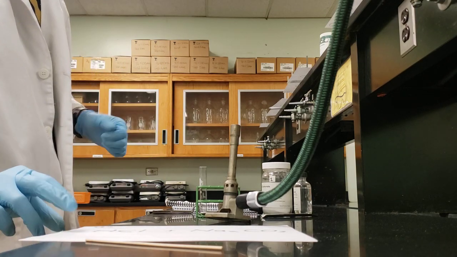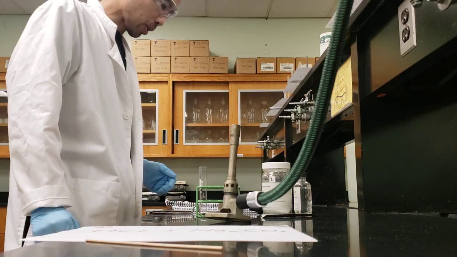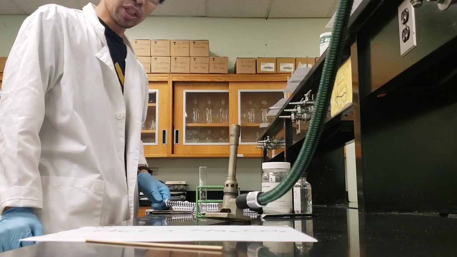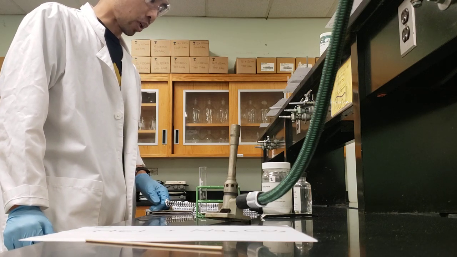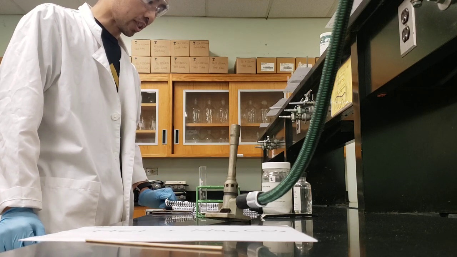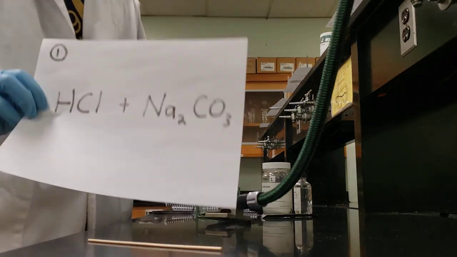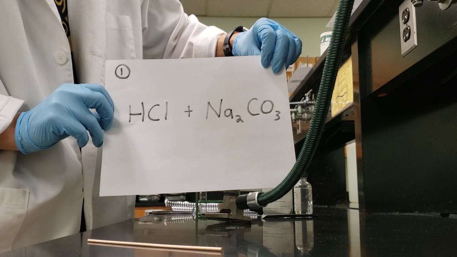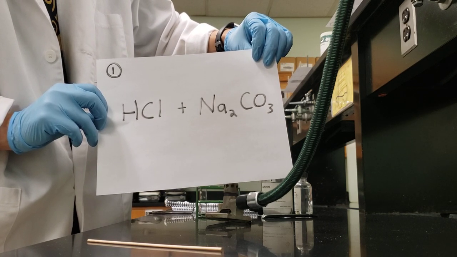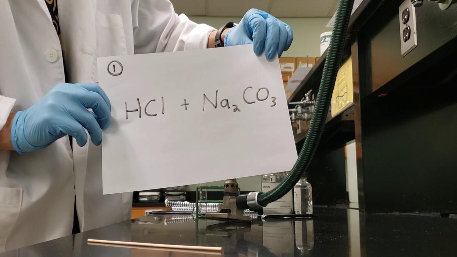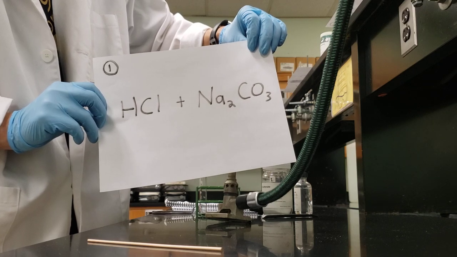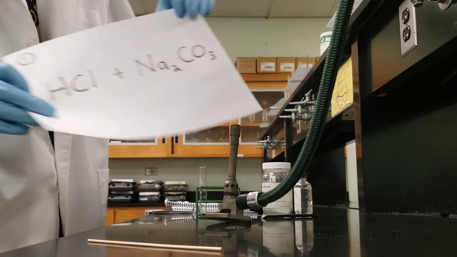So I'll just go step by step. If you turn to page 32 in your lab manual, we're going to go through all 13 steps. Each one is a different reaction. The first one here is when we mix hydrochloric acid and sodium carbonate together.